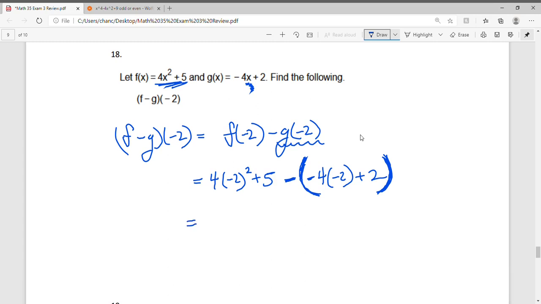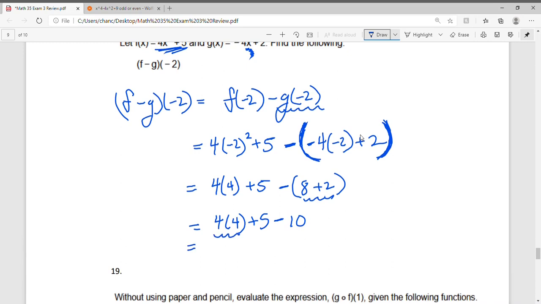Let's simplify. This is 4 times negative 2 squared, which is positive 4. We have a negative here. And negative 4 times negative 2, that's a positive 8. And then we could simplify the inside of the parentheses. This becomes 4 times 4 plus 5 minus, 8 plus 2 is going to give us 10.